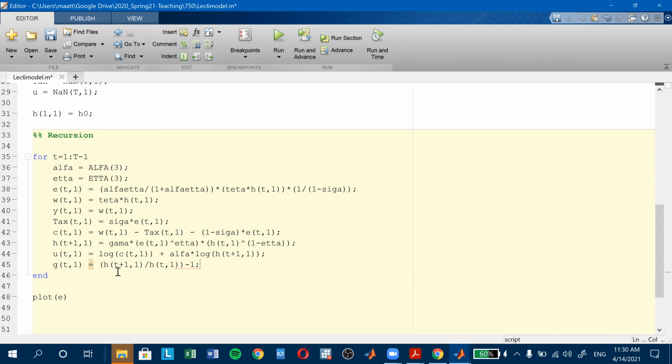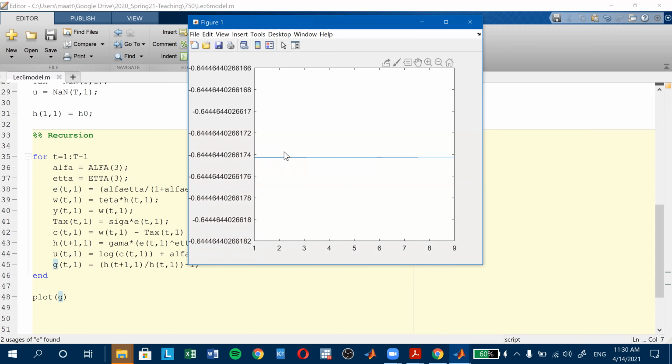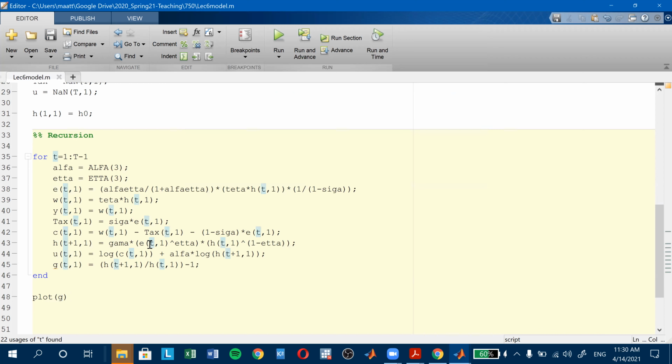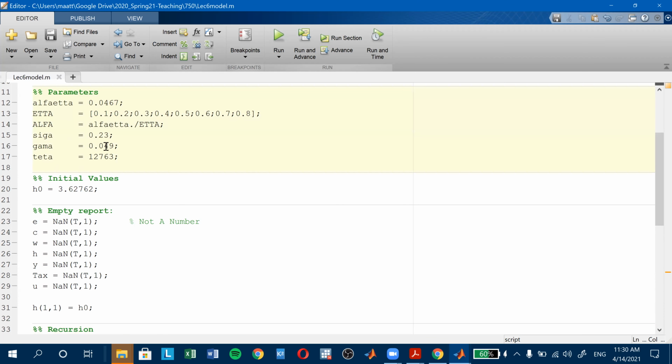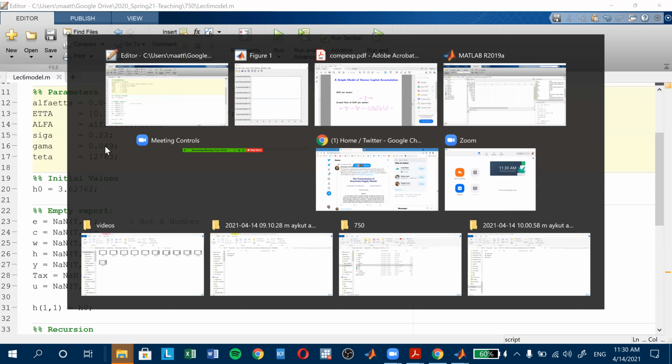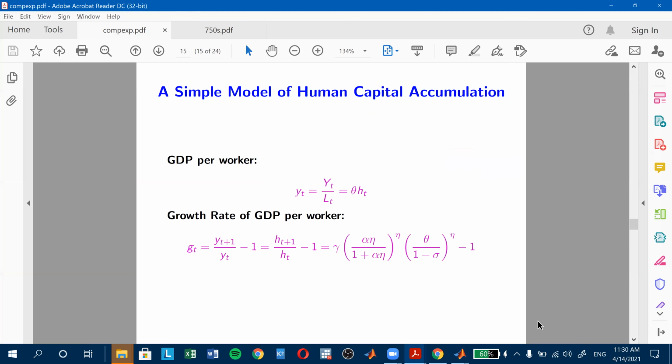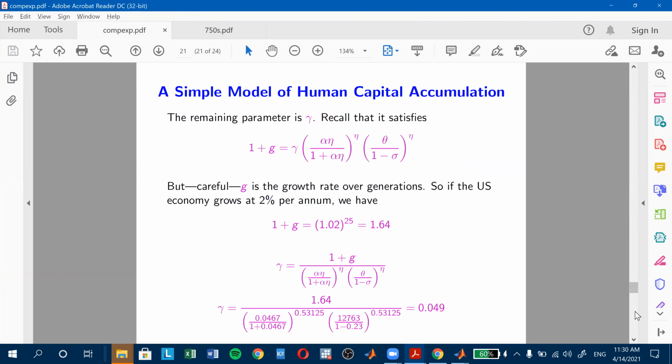So let me define the growth rate here. Okay. So HT plus 1 divided by HT minus 1, right? So let's look at the growth rate. If I run it, yes, the growth rate is so small and it's actually negative. So how do we increase that? We have to increase gamma. So possibly I have a mistake there. In one of these equations that I calculate gamma, I think I have a particular error. That equation could be erroneously calculated.